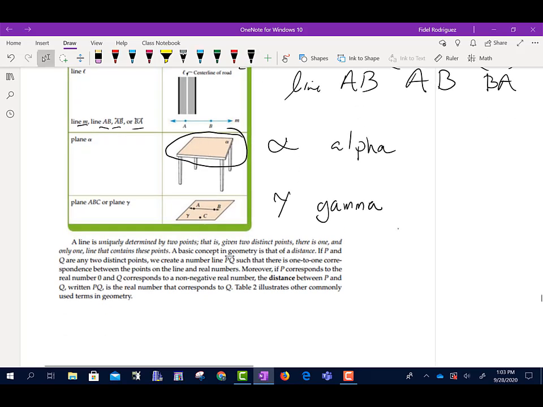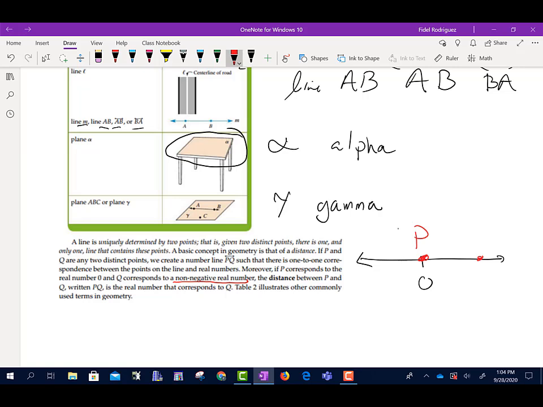Okay, so let me explain what that part means. So here is my number line, right? And look what it says. If P corresponds to the real number 0, so here's 0, we're going to call this point P. And then it says if Q corresponds to a non-negative real number. Non-negative means it's going to be either 0 or bigger. So it means to be somewhere being positive, okay?